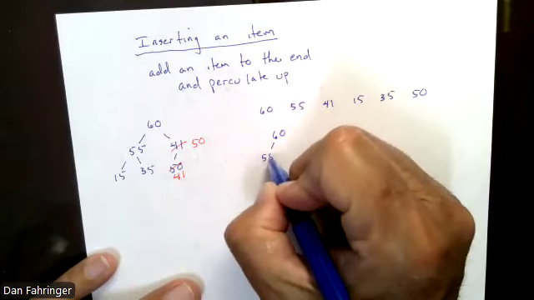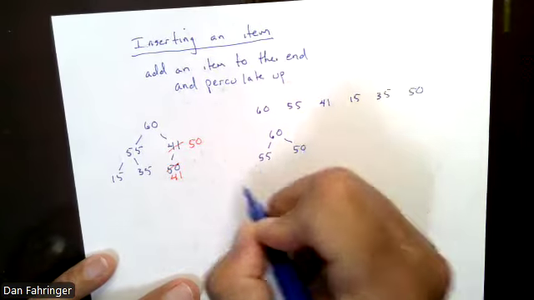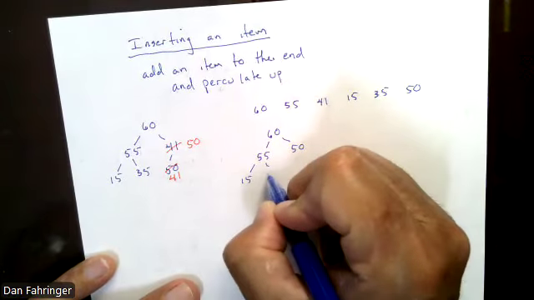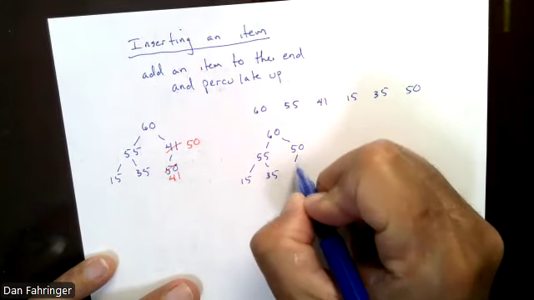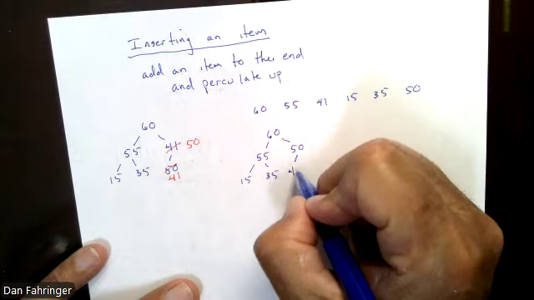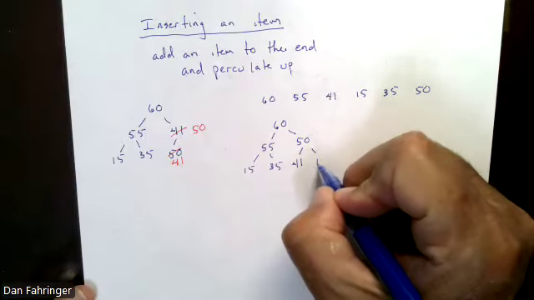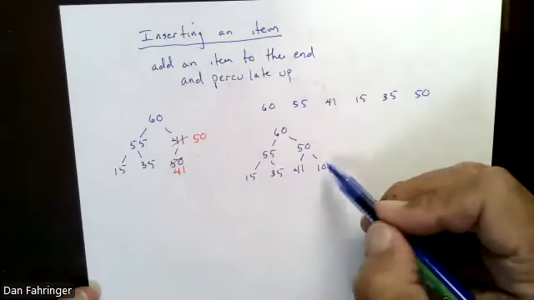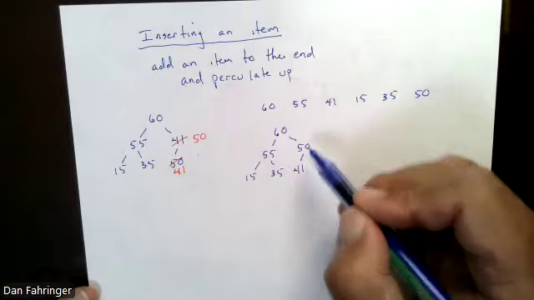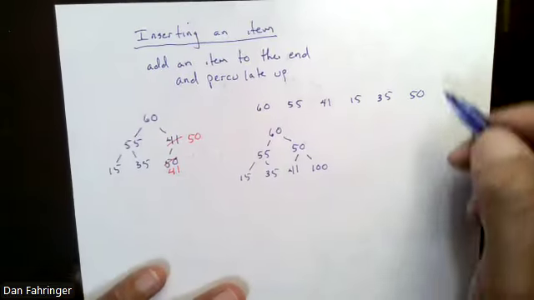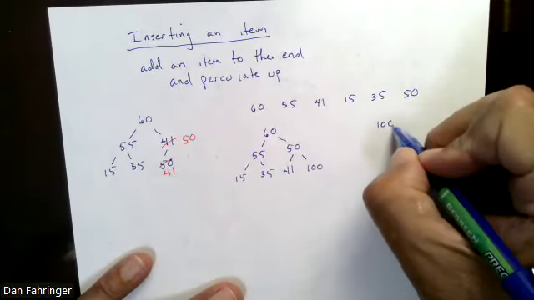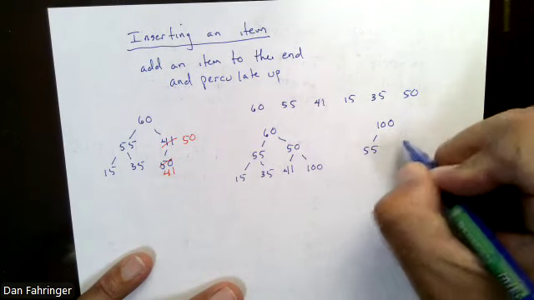60, 55, 50, 15, 35. What do we have down here? 41. What if I added 100? Check its parent, swap them. Check its parent, swap them. Should end up looking something like this.